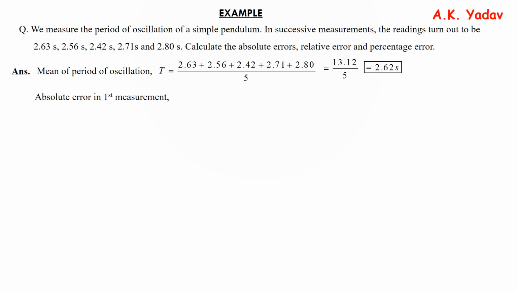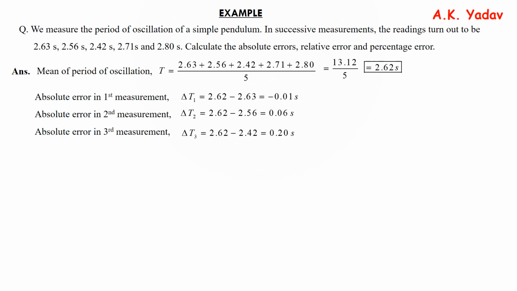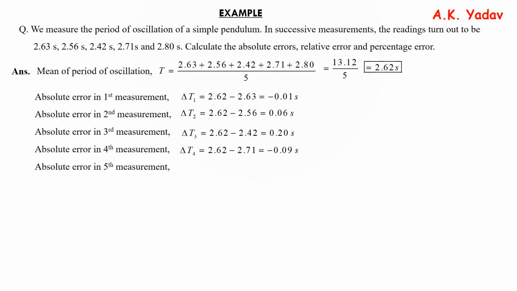Okay, so the absolute error in the first one, that is delta t1, is 2.62, which was my true value, minus the first observation. I got minus 0.01 seconds. Then the second one, similarly, I got 0.06 seconds. Third one, 0.20 seconds. Fourth one, minus 0.09 seconds. Fifth one, minus 0.18 seconds.